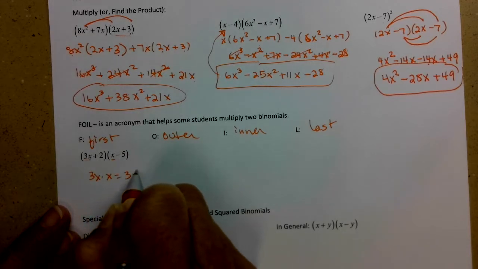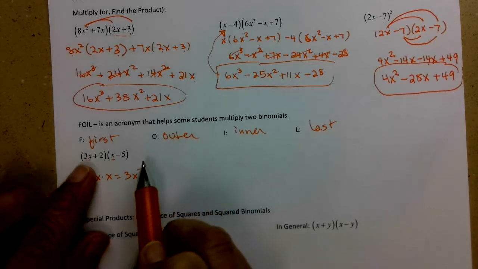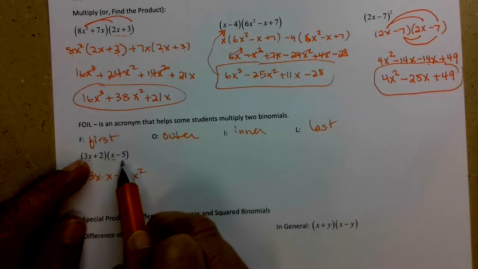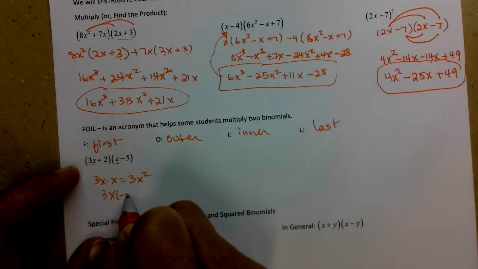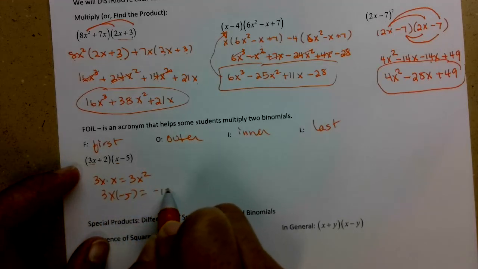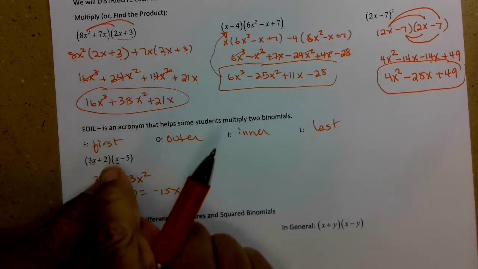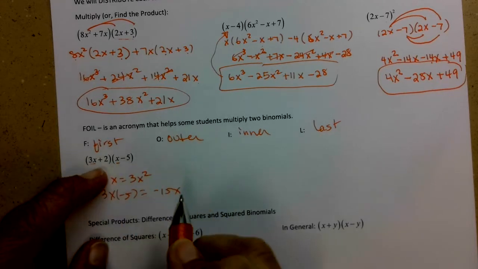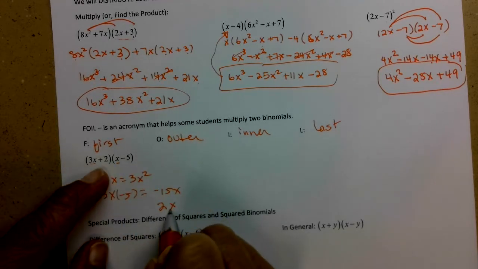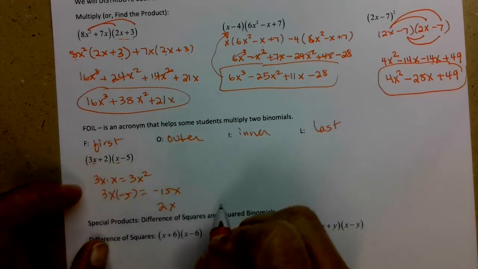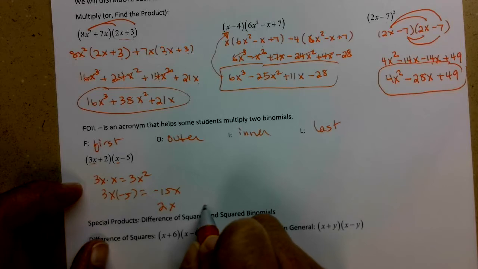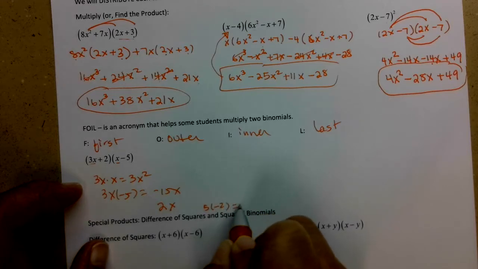So 3x squared. My outers would be a 3x and a negative 5. So 3x times negative 5, so that would be negative 15x. Inner, 2 times x. And then last would be the 5 times negative 2, negative 10.